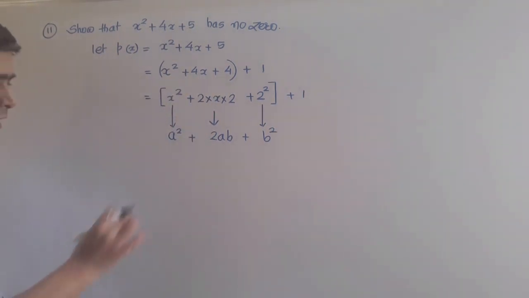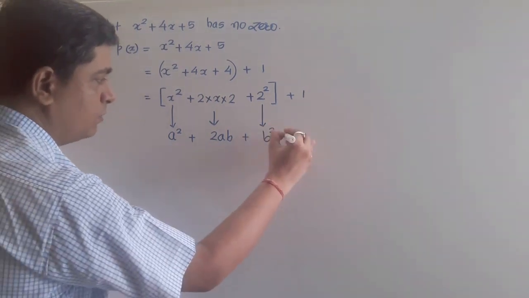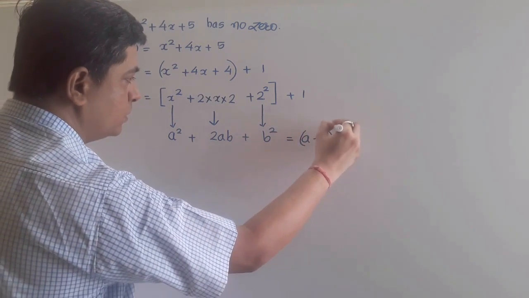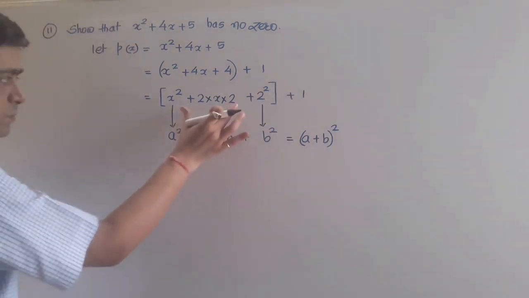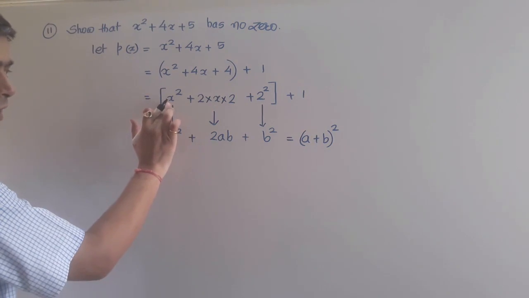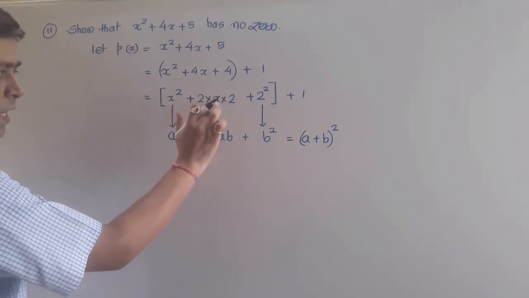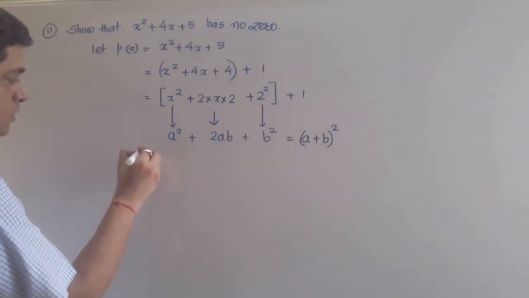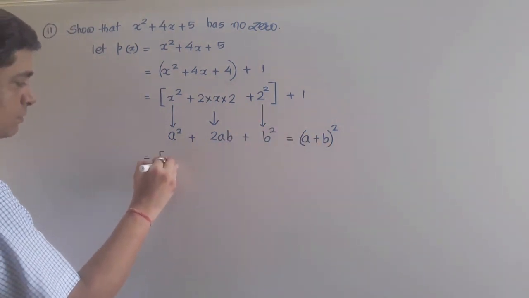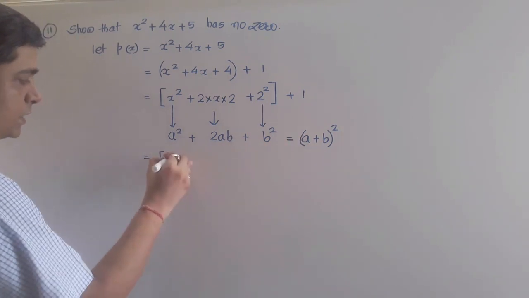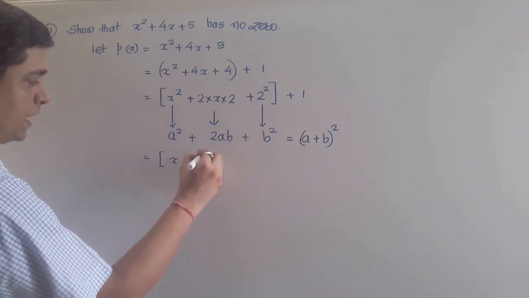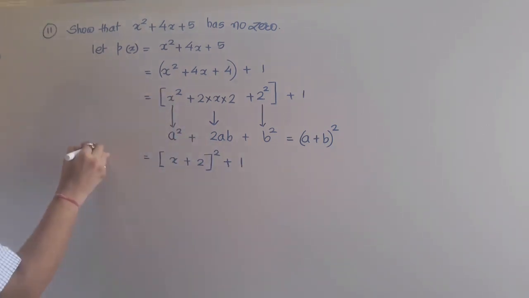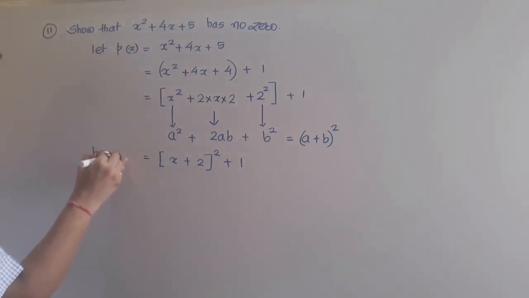And I know that if the three terms are coming in this form, their formula is (a plus b) whole power 2. Now this particular term is coming in the form a square plus 2ab plus b square, that I am writing in this form. So that will be inside the bracket. What is the value of a I have? That is x, and value of b I have is 2, whole power 2, plus 1. This will be the manipulated value of p of x.